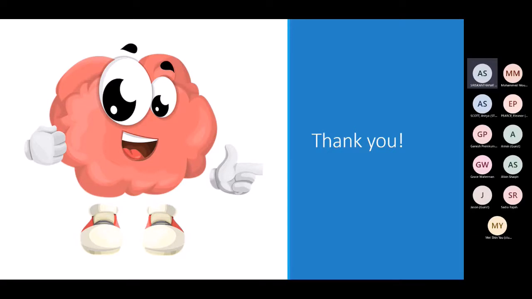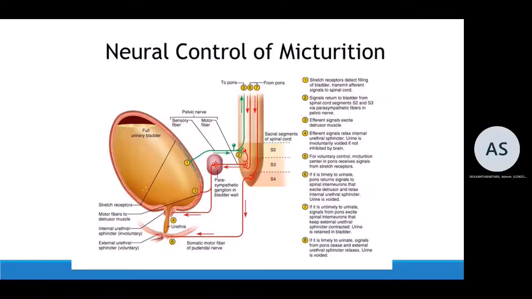So the last thing I want to go through is neural control of micturition. Most of this is involuntary until you get to the point where your bladder is really full and you have to actively think about holding it in. There is an element of it which is involuntary and an element which is voluntary in order to control this so we don't have any accidents.